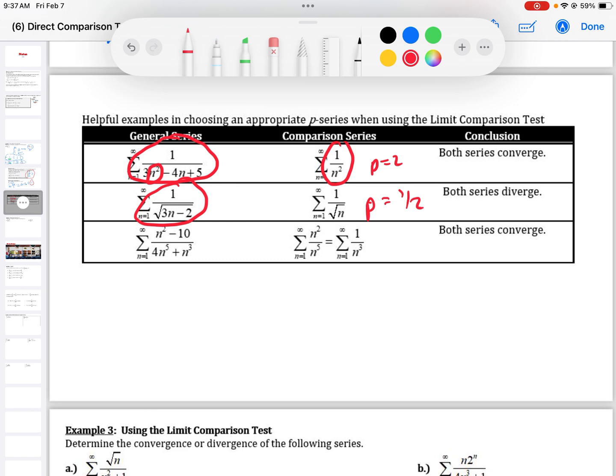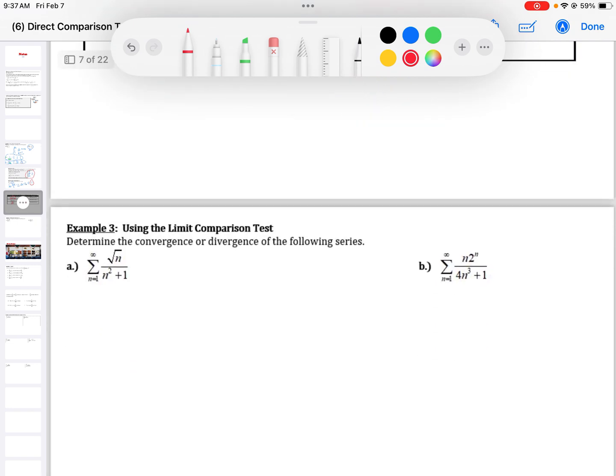If I've got several different exponents on top and bottom, I'm just going to simplify that and compare it to 1 over n cubed. So look at the highest exponent on the top and bottom, reduce that, and I would compare it to 1 over n cubed. And you'll get better as we do some more practice.